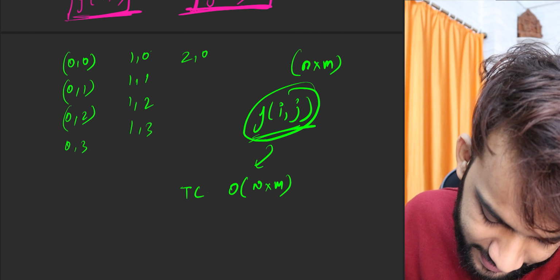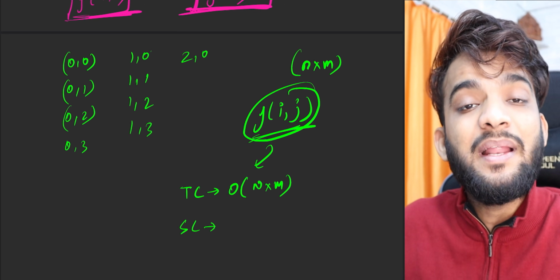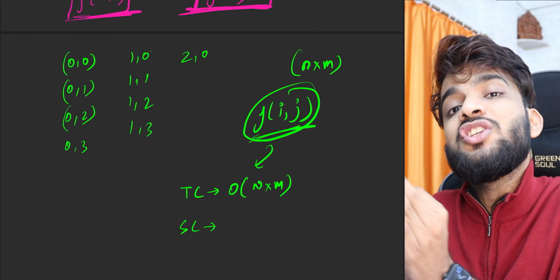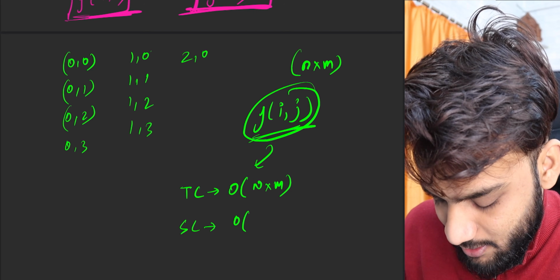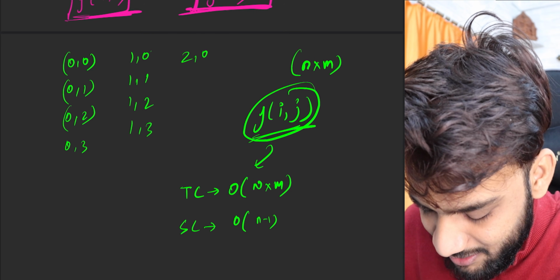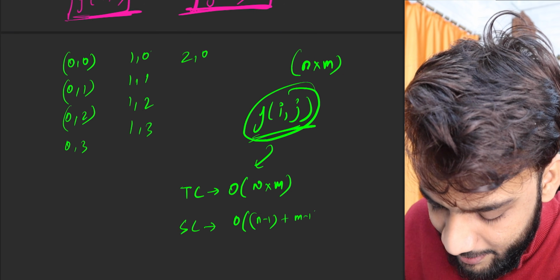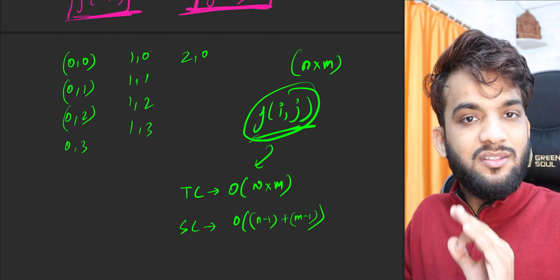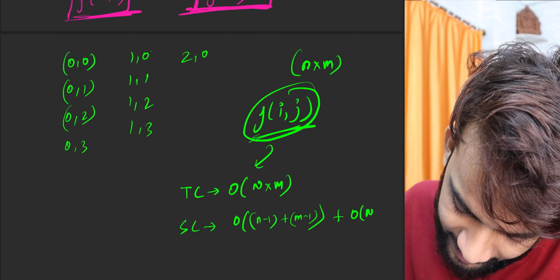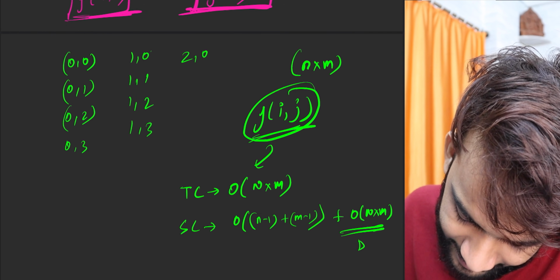Thereby the time complexity is this, and the space complexity is still a recursion stack space, which is the path length, and the path length is n minus 1 plus m minus 1. That's the path length, plus a big O of n cross m for the dp array that you're using.